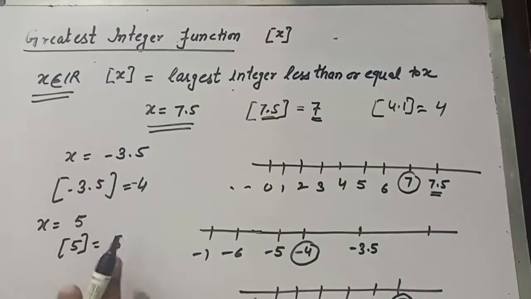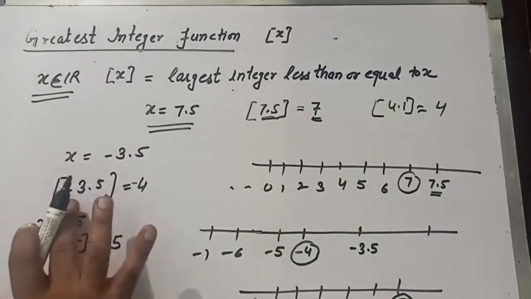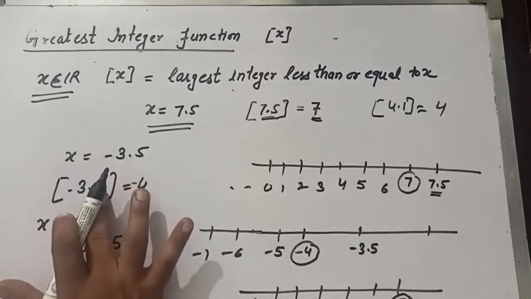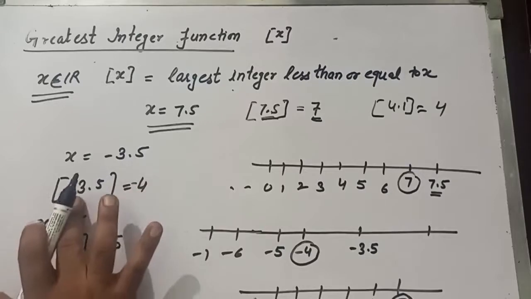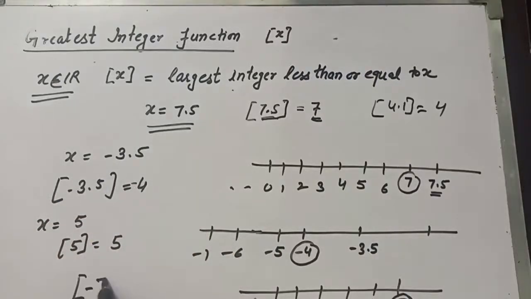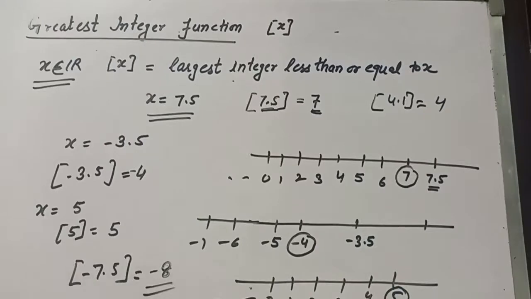But if we have a negative number in fraction, say minus 3.5, remove the fractional part 0.5 and add minus 1, that is minus 4. Similarly, suppose you have minus 7.5. Then what is the greatest integer? Remove the fractional part 0.5, we have minus 7, add minus 1, that is minus 8. So these are the rules to find the greatest integer.